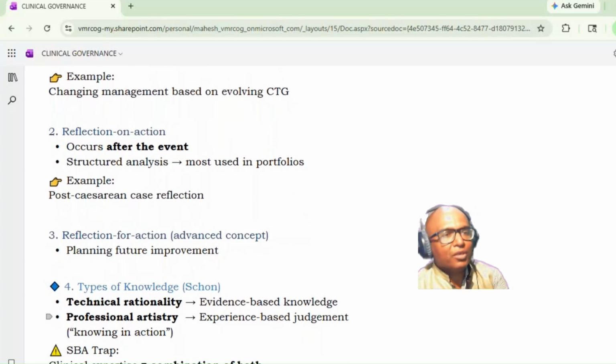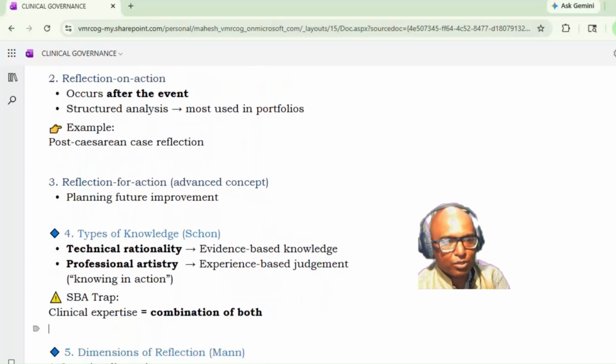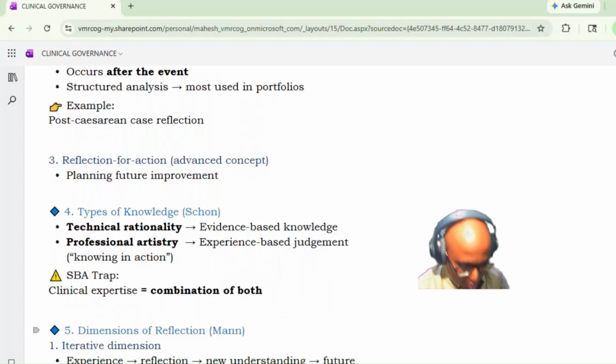Now, what are the types of knowledge? Knowledge is basically of two types. One is technical rationality, especially when the trainee is in a learning phase. Basically, they are learning the evidence-based knowledge.